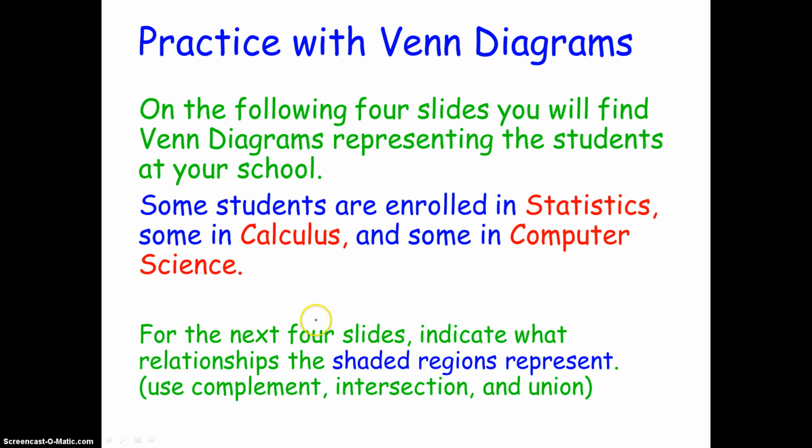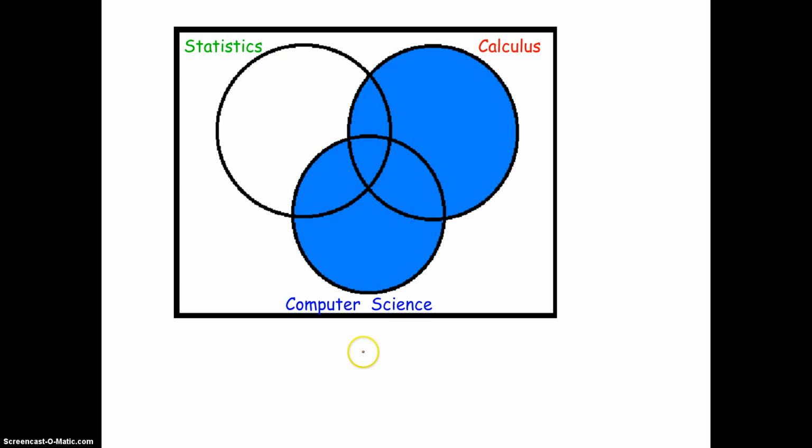So in the next minute, I'm going to show you some examples of probability statements, and I'm going to visually show you what they mean. So here's the setup. Some students are enrolled at a school. Some students are enrolled in statistics, calculus, and computer science, right? And on the next slides, I'm going to show you what this visually would look like.